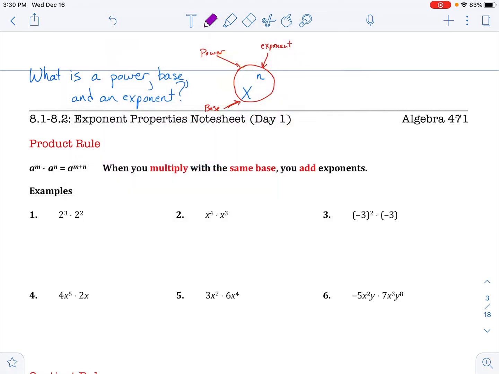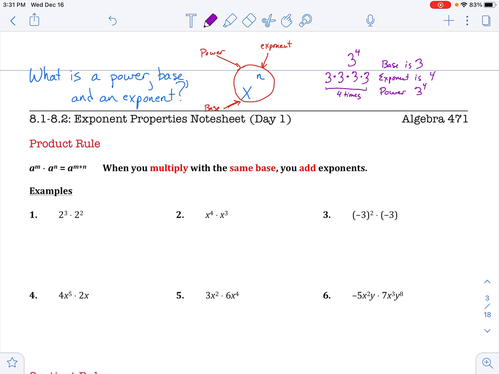So let's look at an example here, all right? I'm going to give you something like, let's say, 3 raised to the 4th power. Well, my base is 3. My exponent is 4. And the power is 3 raised to the 4th power. But what does 3 to the 4th power mean? What this means is that we are going to multiply the base by itself 4 times.